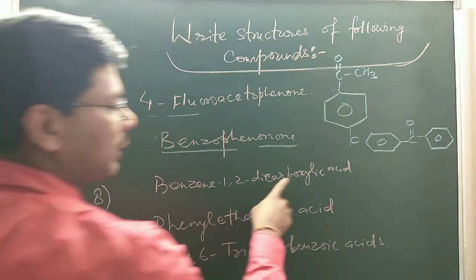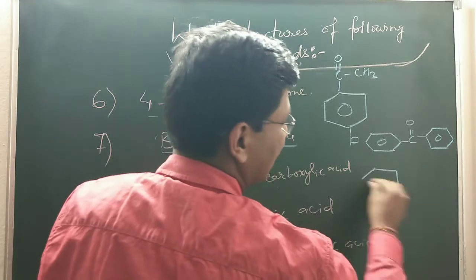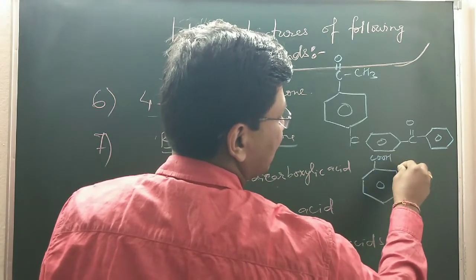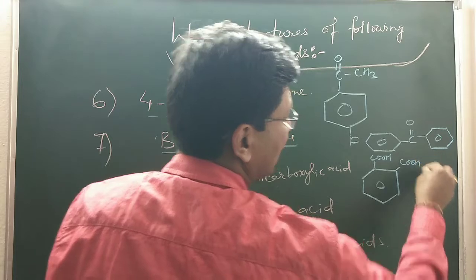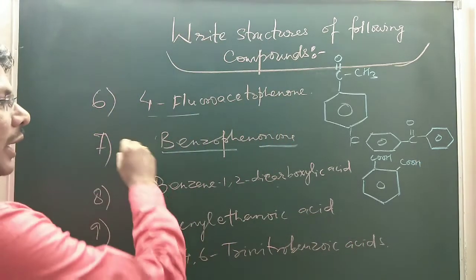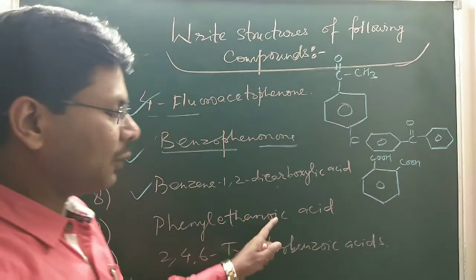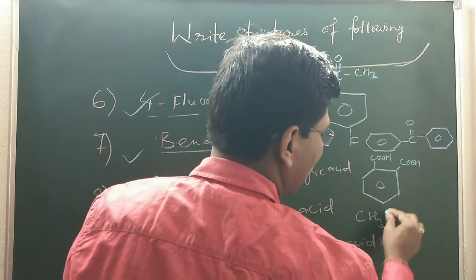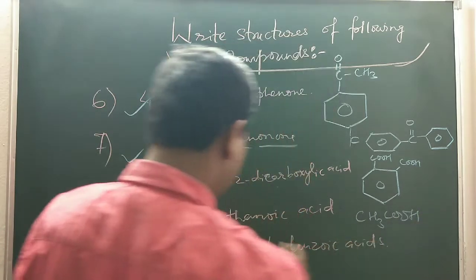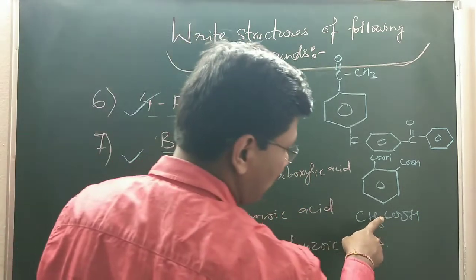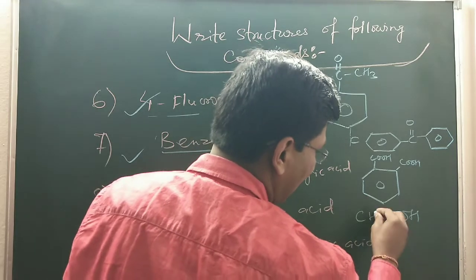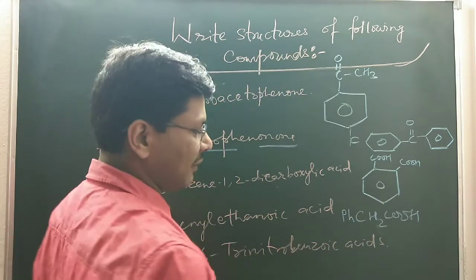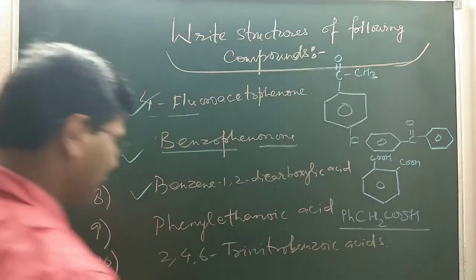Next is benzene 1,2-dicarboxylic acid. That means it has 2 COOH groups, which you place in the 1 and 2 positions. So that is benzene 1,2-dicarboxylic acid. Next is phenyl ethanoic acid. This is derived from ethanoic acid. You know that CH3COOH is ethanoic acid, but here a phenyl group is attached. So we remove one hydrogen and place a phenyl group. The phenyl group can be written as Ph, or you can write C6H5 also. So this is phenyl ethanoic acid.